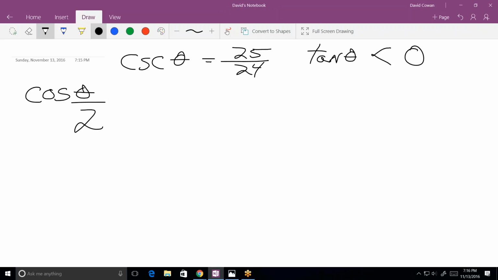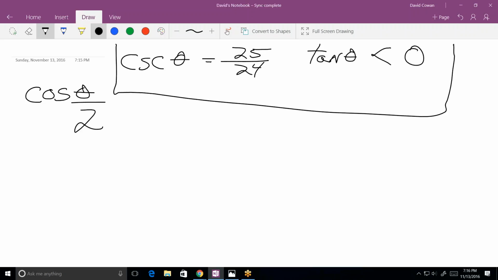This is like the classic trig problem, and I mean that, really. It's where they give you one trig function's value, and they give you enough information to figure out which quadrant it's in. Which quadrant is the cosecant positive and the tangent's negative? 3. Tangent's positive in third. All students take calculus.